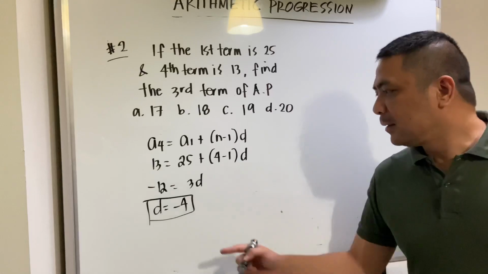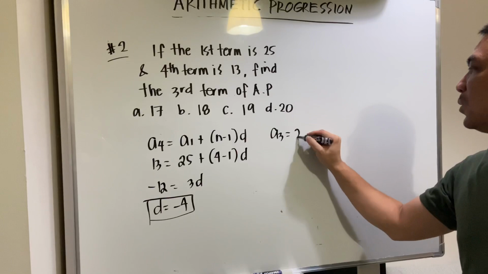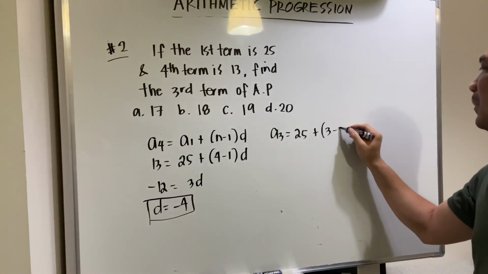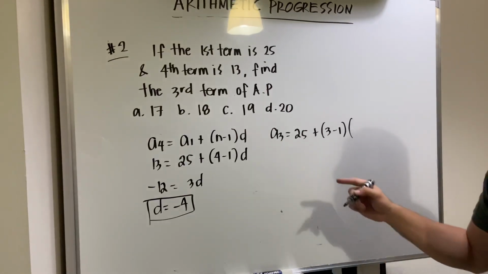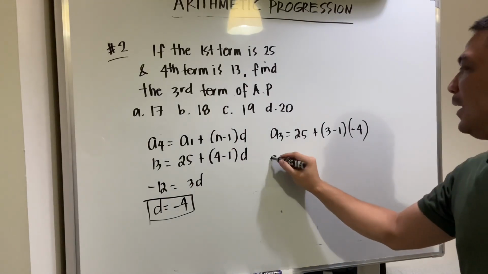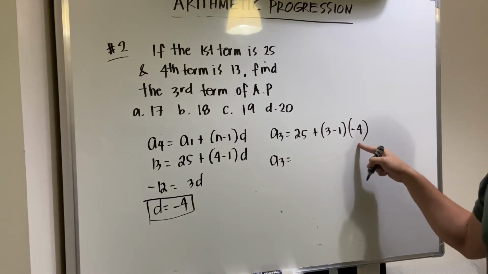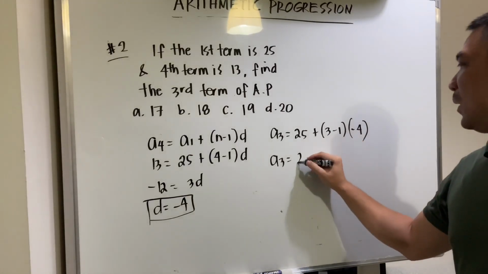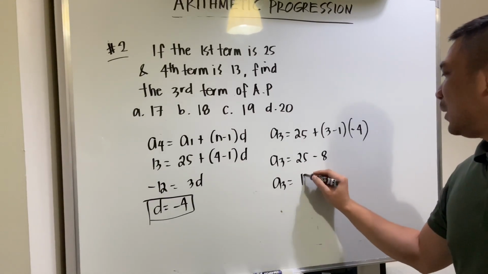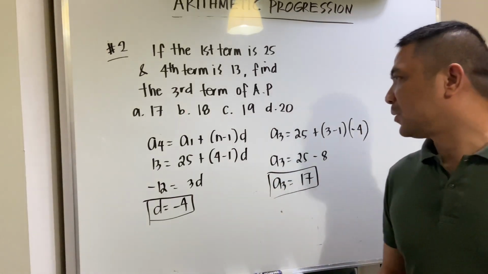So applying the formula to get the third term, we have A3 is equal to 25, which is the first term, plus the number of terms, 3 minus 1, times a common difference of negative 4. So A3 is equal to 25, that's 2 times negative 4, that's negative 8, so 25 minus 8. So the third term is equal to 17.